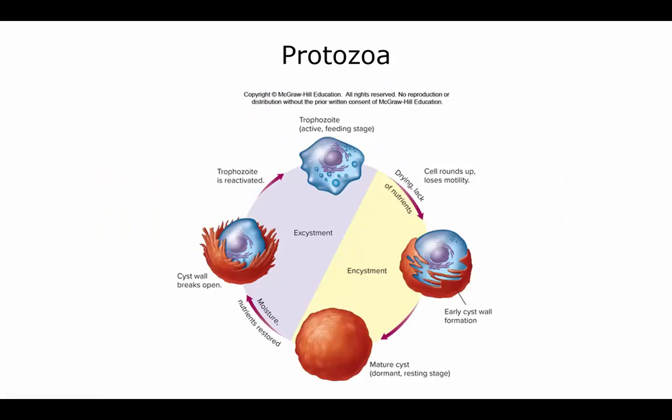This is the life cycle of a protozoan, where we've got this trophozoite, this active feeding stage, and then conditions get kind of not so good. It's real dry, not a lot of nutrients, so we start forming this cyst around it, and it eventually totally encloses the trophozoite. But then when we get some moisture and some more nutrients around, that cyst wall will break open and reactivate the trophozoite.